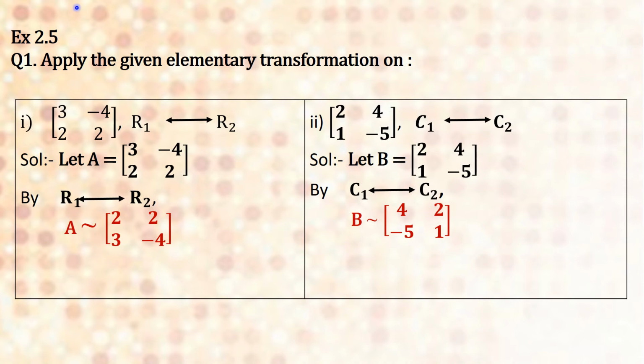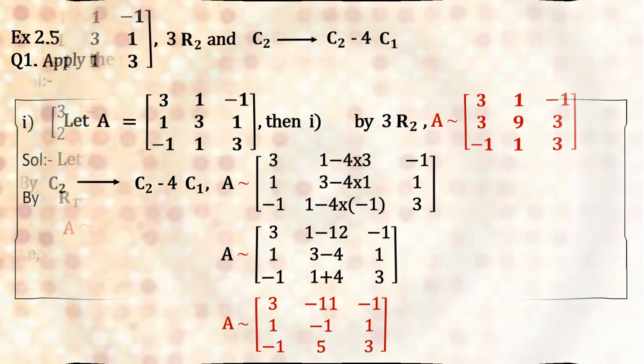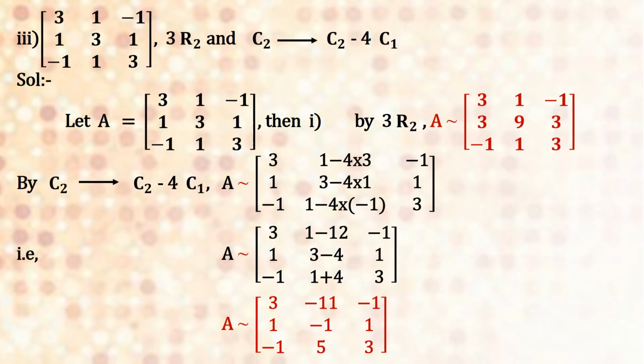Now question number 3 of the first question. Matrix 3 1 minus 1, 1 3 1, minus 1 1 3. The transformations given are 3R2, that means R2 changed to 3R2, and C2 changes to C2 minus 4C1. That is the column transformation.